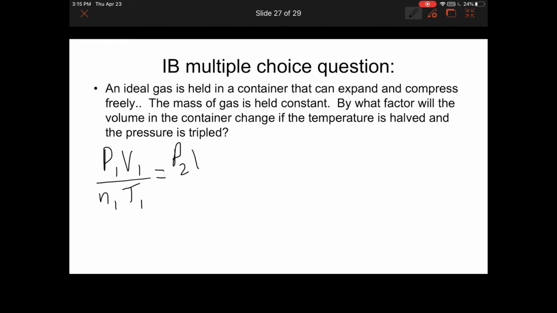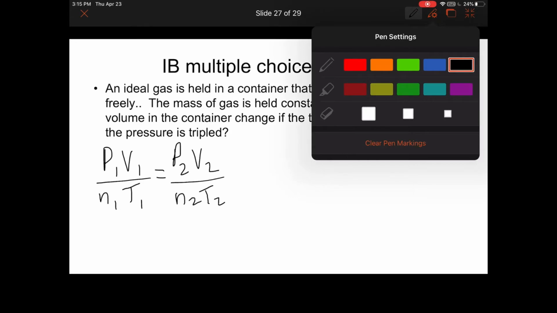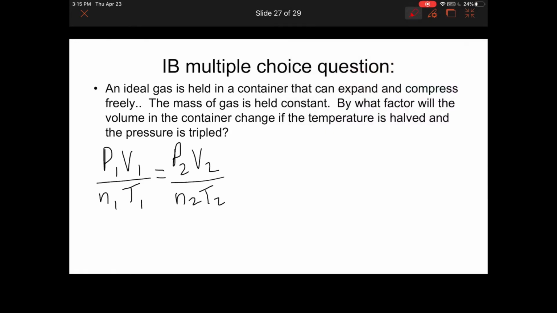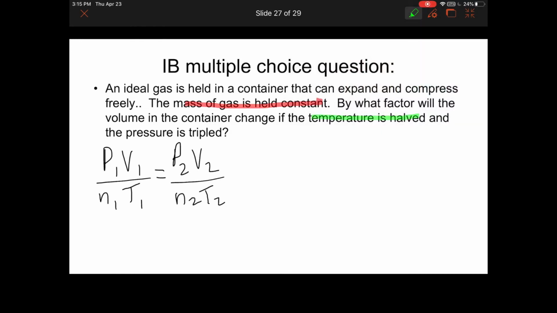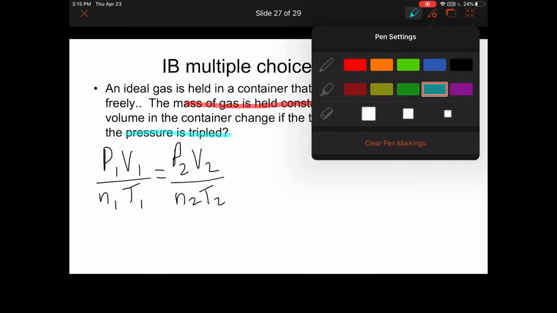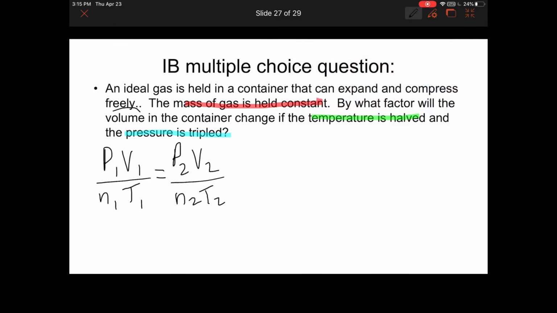This is basically just saying you can change whatever you want, but as one thing goes up, the other thing will go down, and they'll balance out. It's still going to be equal to 8.31. So let's think about the three big things that they've given us here. The mass is held constant. That's important. The temperature is halved. That's important. And the pressure is tripled. Those are three very important things. And the question we're wondering is, what factor will the volume change? So what will be the change in volume?